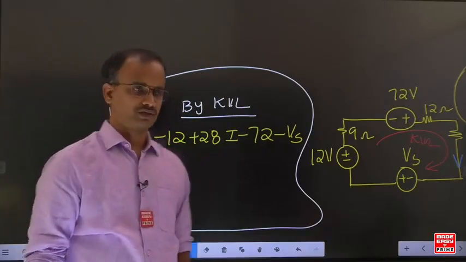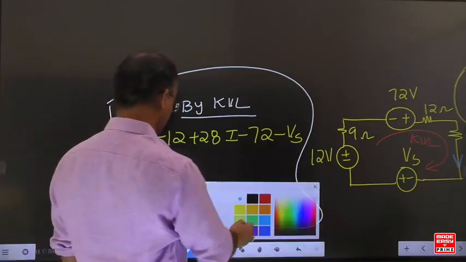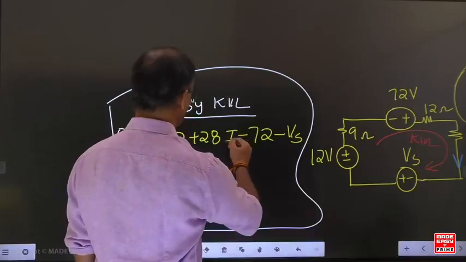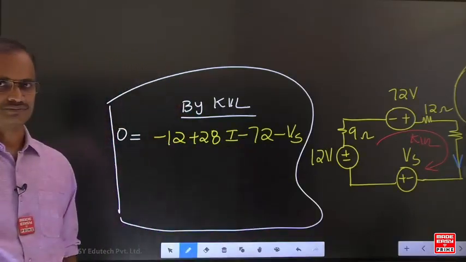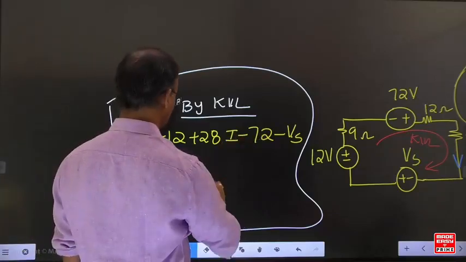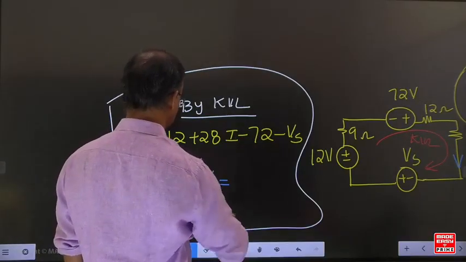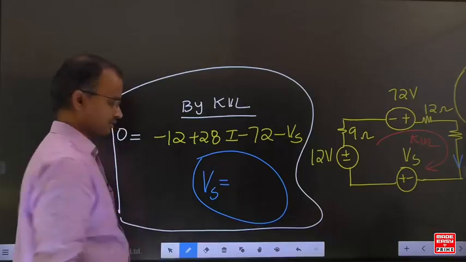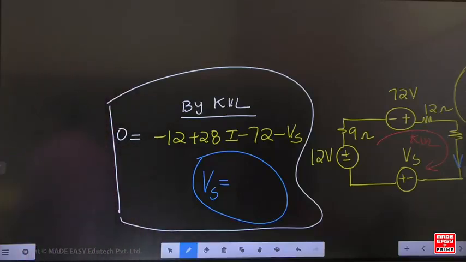In the data itself, the current value is given. But what is the current value here? 5 amperes. In the question itself, the current is given as 5 amperes. By simplifying this, can you find the Vs value? Substitute I equal to 5 amperes and simplify to find the Vs value.